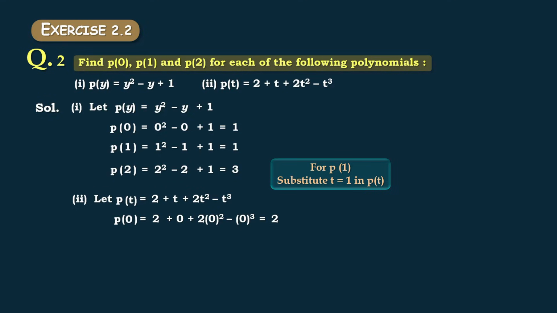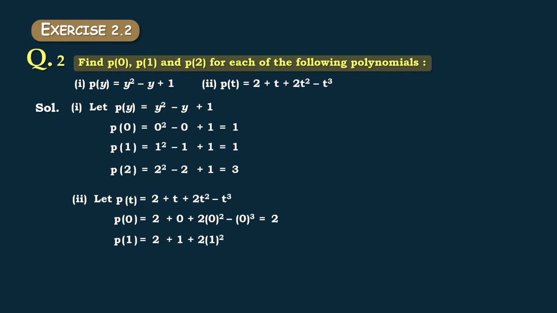Value at 1. Substitute 1 in place of t. 1 squared is 1 and 1 cubed is also 1. So we get 2 plus 1 plus 2 minus 1. 2 plus 1 is 3. 3 plus 2 is 5. 5 minus 1 gives 4.